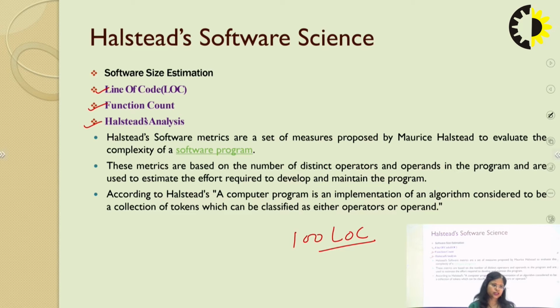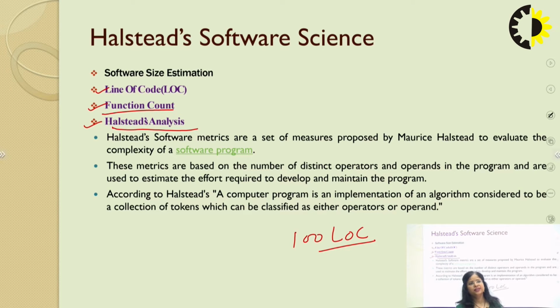The first limitation is that whether the code is complex or simple, it is considered in a similar manner. So, it is not feasible for software that contains complex code, or software that is complex in nature. The next method is function count. Function count, we will discuss in the next lecture. In today's lecture, I will discuss this Halstead analysis.